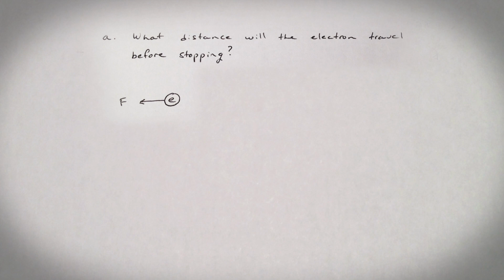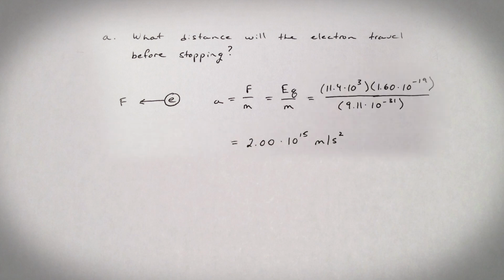We can use a kinematic equation to find the distance that the electron will travel, but first we need to know the acceleration. We can use Newton's second law, a equals F over m, and in this case F is equal to EQ, the force from an electric field, and then we substitute the magnitude of the electric field, which was given initially, and the charge and mass of an electron.